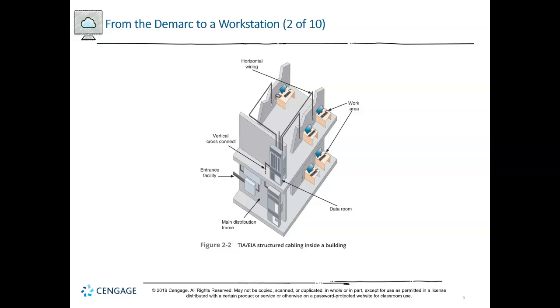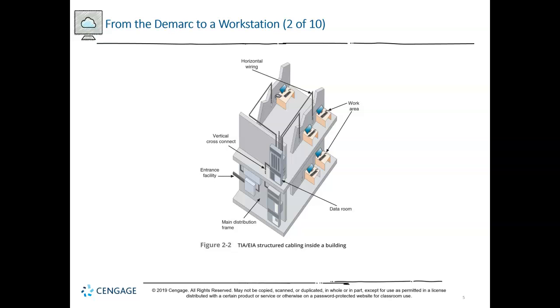So we may also call it horizontal wiring. If it's going across the floor, that's horizontal. If we're connecting floors, that's vertical. So we may connect floor by floor by floor. In a lot of cases, buildings like this will have a data closet on each floor, and we need to connect them together.